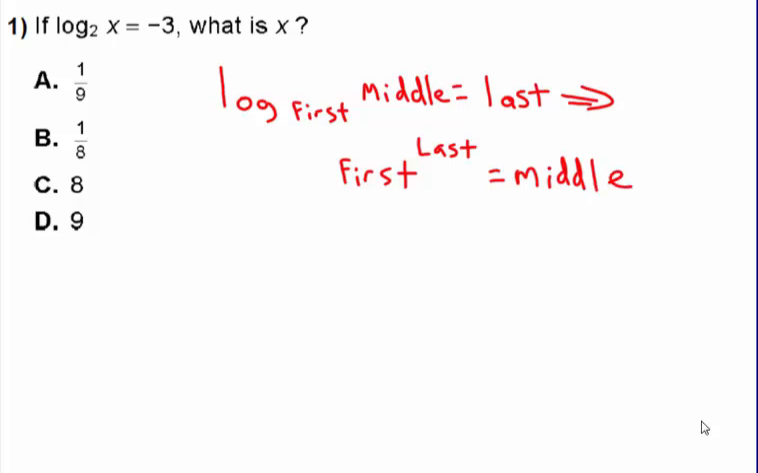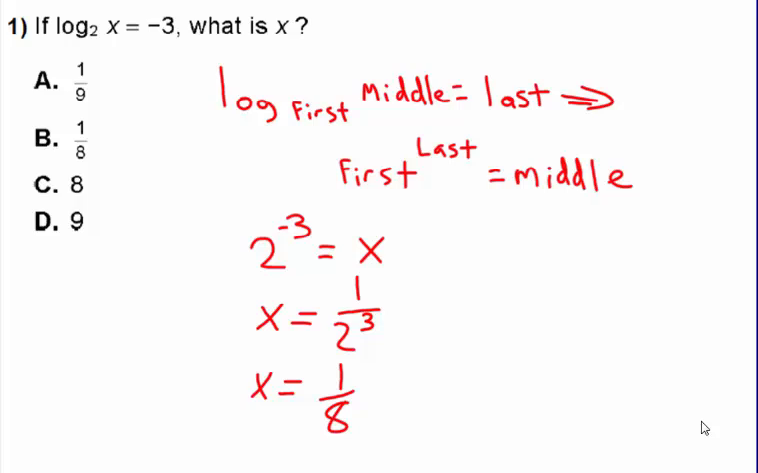So when we rewrite this one, we would have 2 to the negative 3 power equals x. And then we know that negative exponents just mean we push it into the denominator, so we've got x equals 1 over 2 to the third, and 2 to the third is 8, so x equals 1/8.